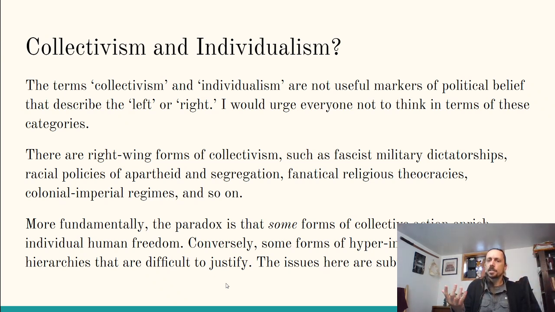And on the other side, some forms of hyper-individualism can result in hierarchies that are difficult to justify from the point of view of human freedom. And so there's a range of really subtle issues. So I don't want us to approach far-left and far-right ideologies in terms of collectivism and individualism. It's going to confuse our thinking here.